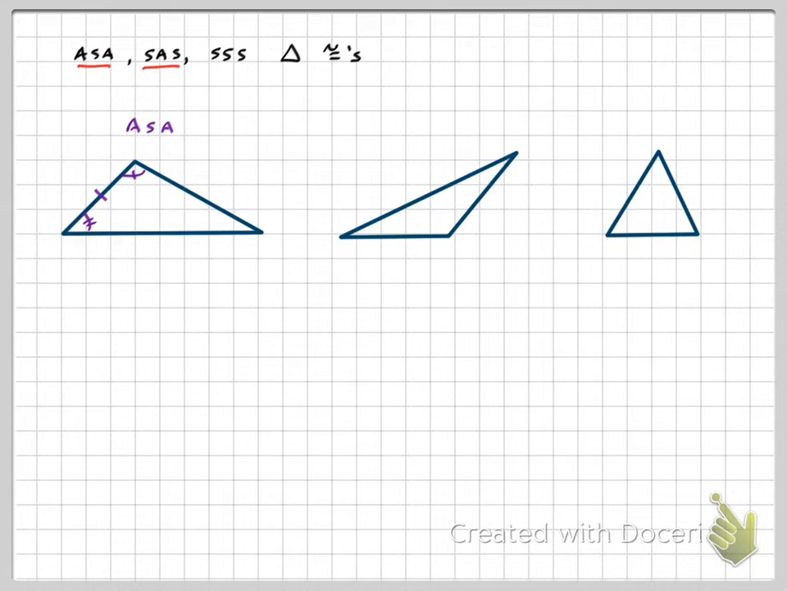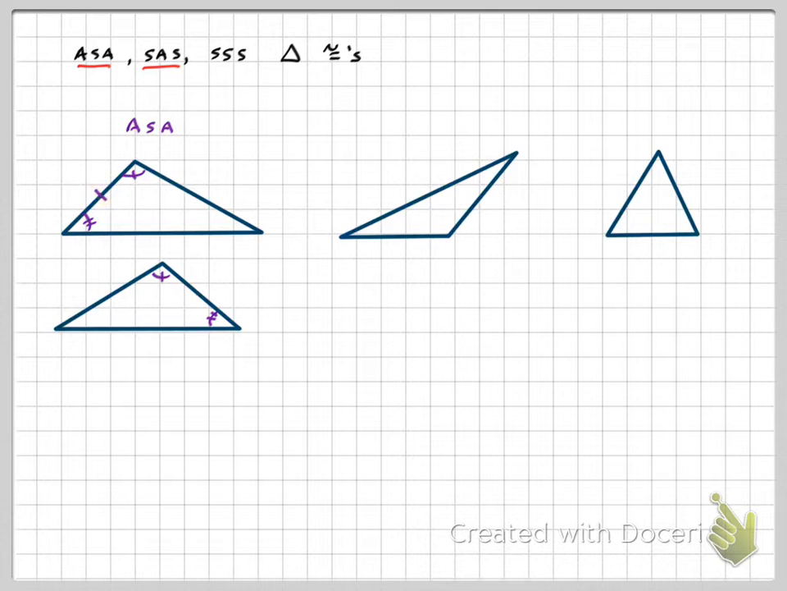So if we were to take this diagram and compare it to this diagram that I'm putting now at the bottom, those two triangles are congruent because of angle side angle. They have two pairs of congruent angles, 1, 2, and they have one pair of congruent sides, and that side is between the two angles. So that's ASA.